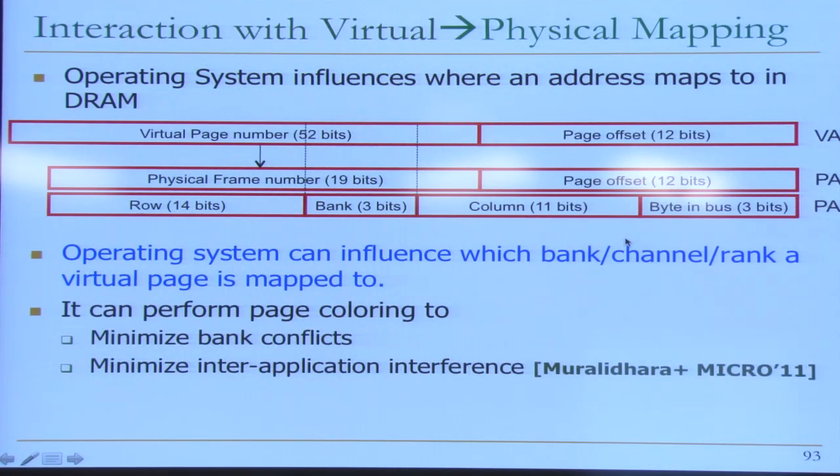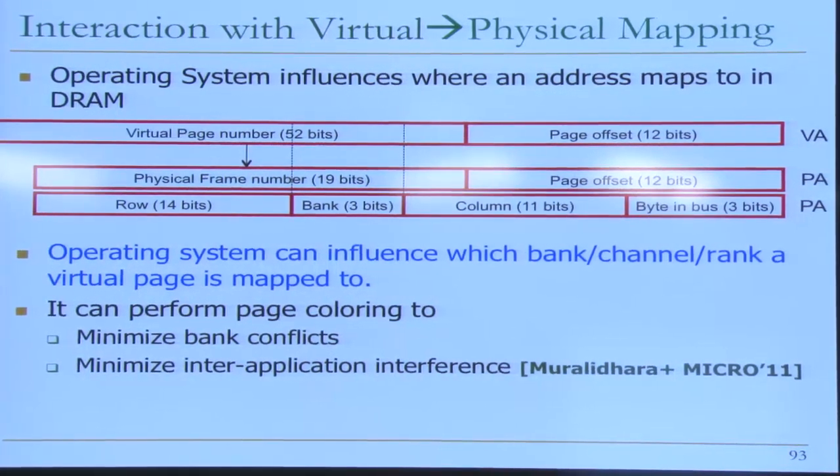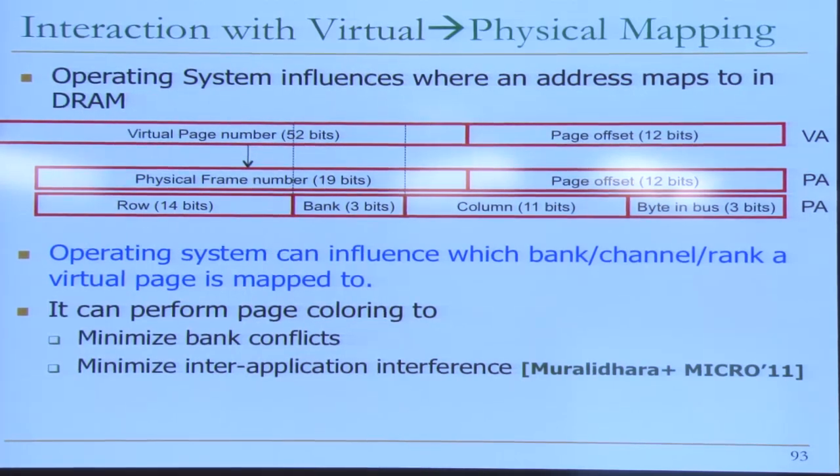OK, I think I already told you this. The operating system can perform page coloring to minimize bank conflicts and minimize inter-application interference. If the operating system determines that these 2 applications are interfering with each other a lot, for example, one application is accessing this bank heavily, and another application has memory that's mapped to that bank. It's not accessing the bank heavily, but it's getting delayed because this other application keeps accessing that bank. The operating system can say, oh, why don't I map the locations that this application is accessing to some other bank by using page coloring.